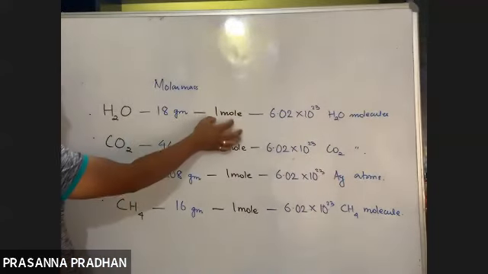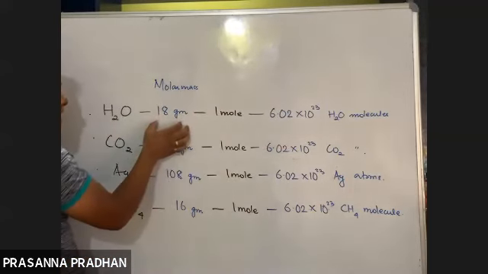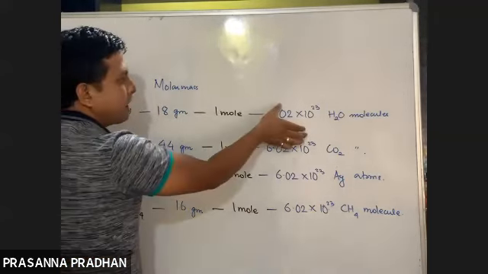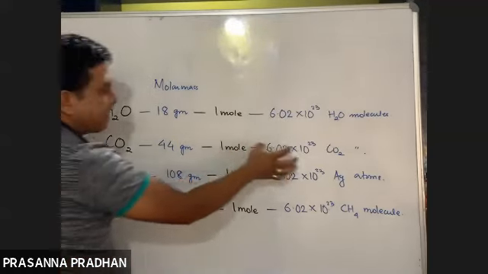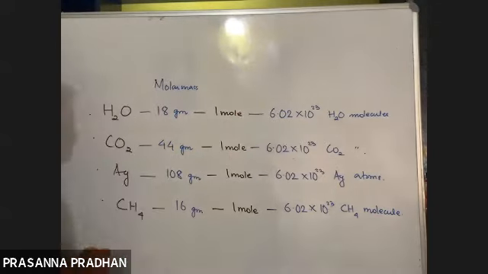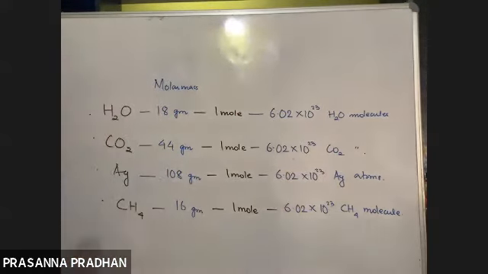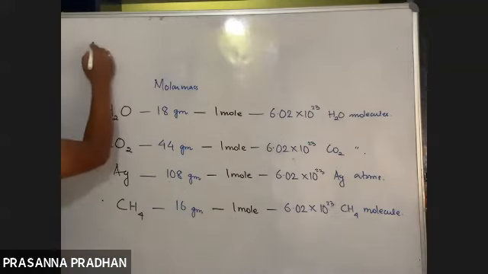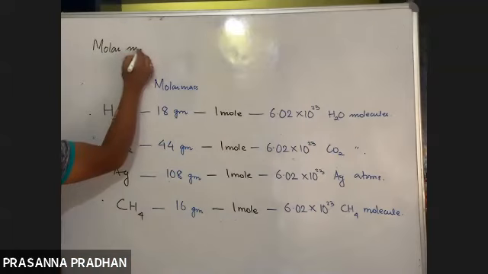18 gram means 1 mole, and 18 gram contains Avogadro number of water molecules. So 18 gram is the mass of Avogadro number of water molecules. 44 gram is the mass of Avogadro number of carbon dioxide molecules. 108 gram is the mass of Avogadro number of silver atoms. So from here, we can get a new definition of molar mass. So actually, how are we going to now define here molar mass then?